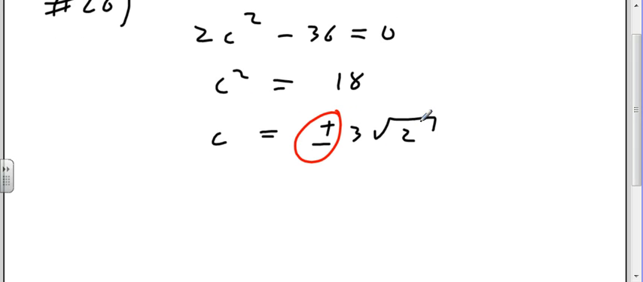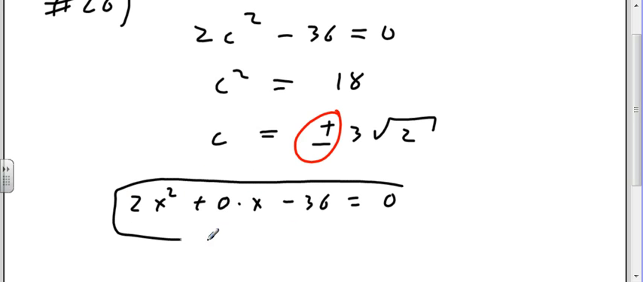What would you do that under? Like if you were to type in 2c squared minus 36 equals 0? Yeah, you just put in that it's a quadratic equation. The x squared term is 2. The x term is 0. Minus 36 equals 0. That's what you put in your calculator. It'll tell you what x is.